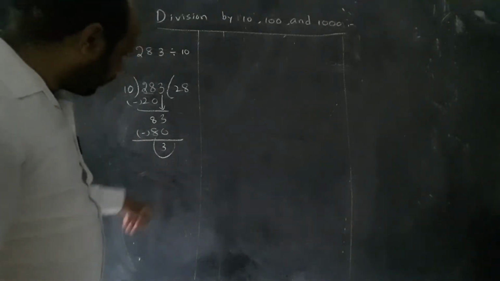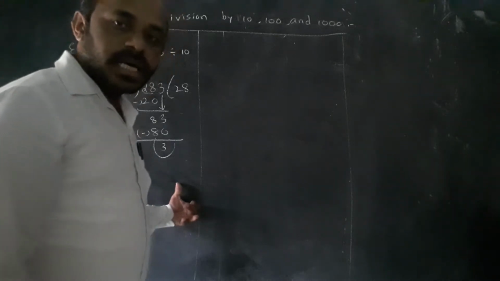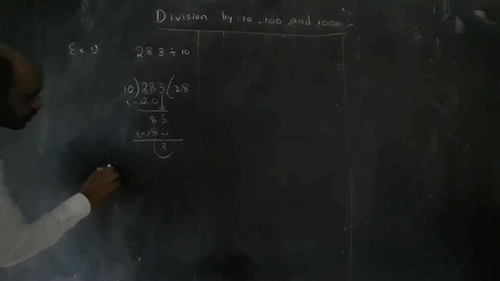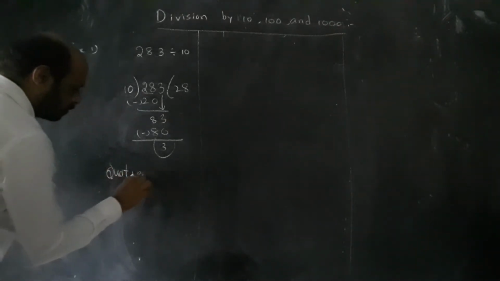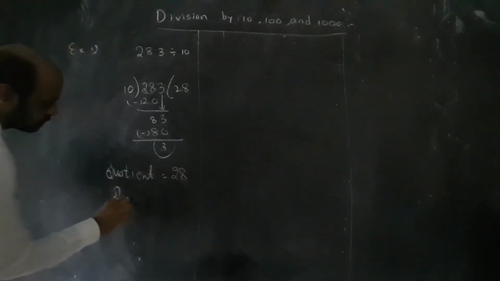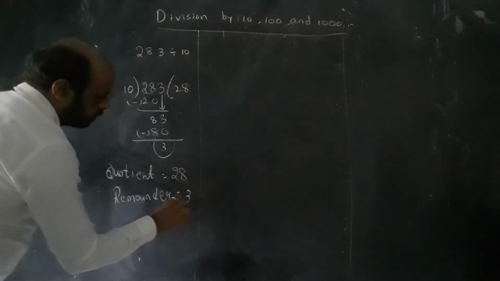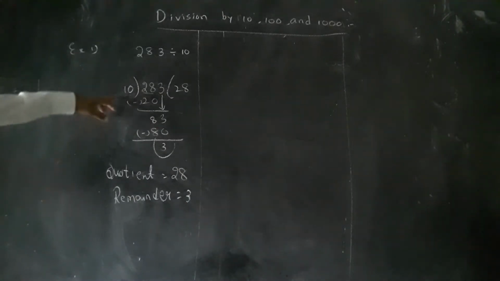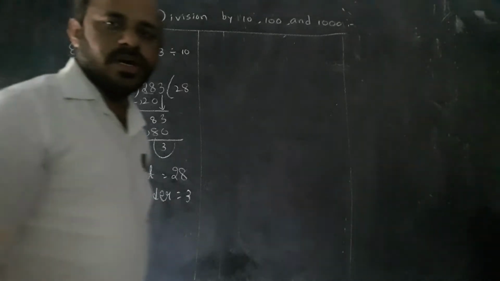Whatever leftover number we have is the remainder. The quotient is this one on the right side. How much quotient did we get? The quotient is 28. The remainder is equal to 3. The divisor is 10. Whenever we are dividing by 10, the remainder is a 1 digit number, that is 3 we got.